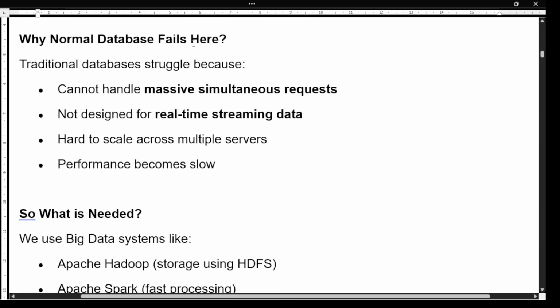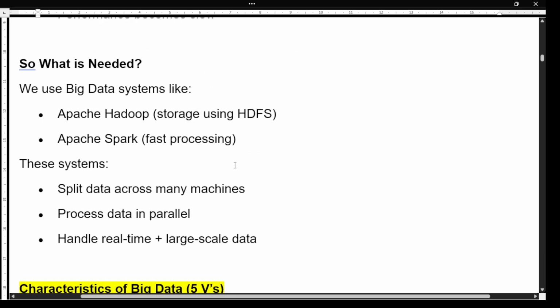So why does a normal database fail here? Traditional databases struggle because they cannot handle massive simultaneous requests, and they are not designed for real-time streaming data. It is very hard to scale across multiple servers, and the performance also becomes very slow. So what we need right now are big data systems like Apache Hadoop and Apache Spark.